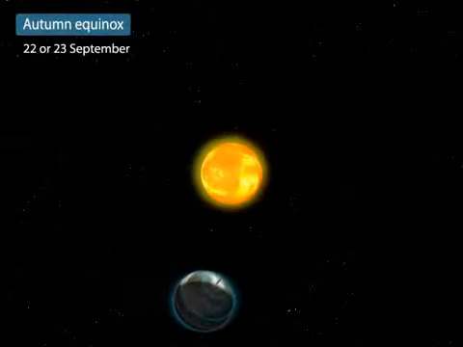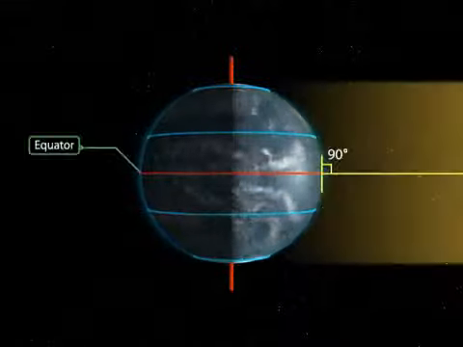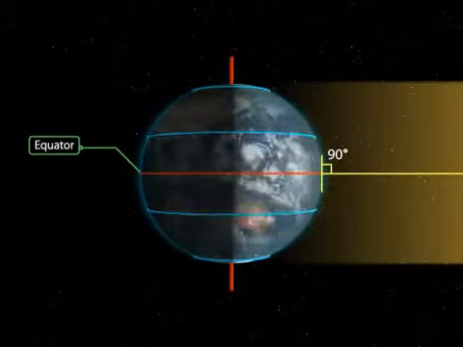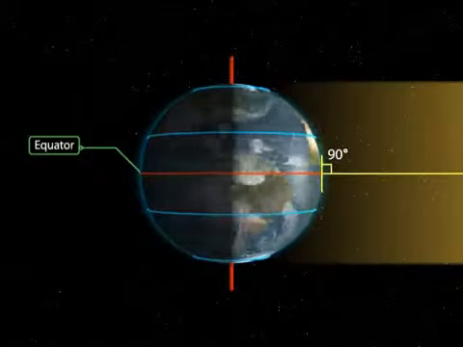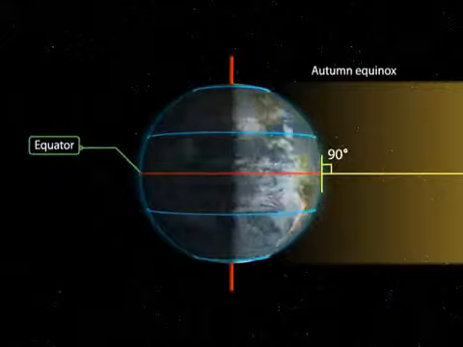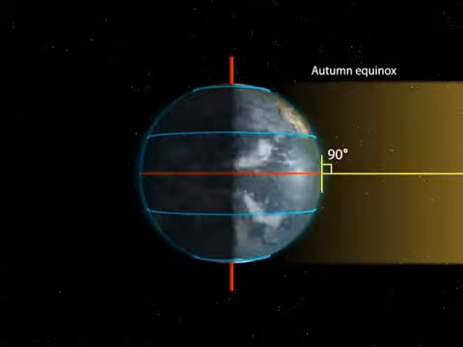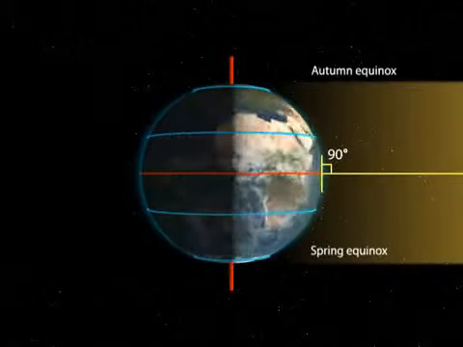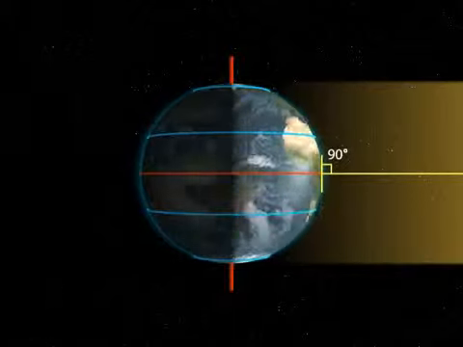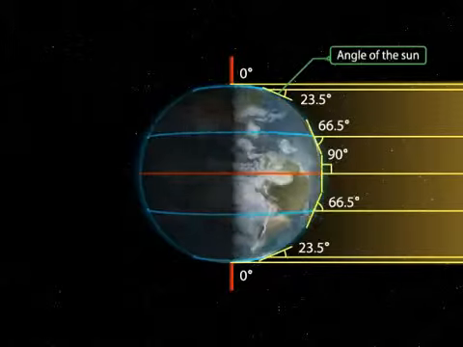Autumn equinox. On the 22nd or 23rd of September, the overhead sun is over the equator again. The equator receives the largest amount of solar radiation. On this day, the northern hemisphere is in the autumn equinox, while the southern hemisphere is in the spring equinox. The angle of the sun decreases towards the poles.